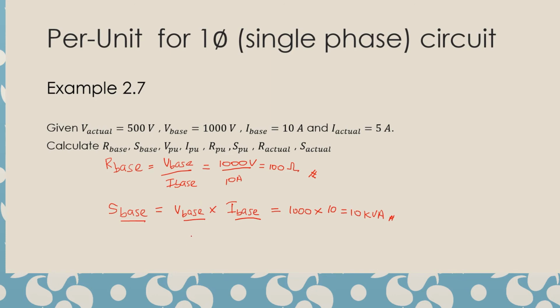How do you calculate V PU? Remember, V PU is V actual divided by V base. The V actual is 500 divided by the V base, which is 1000. What do you get? 0.5 PU. Fantastic. Let's continue to calculate S PU and I PU, the rest.